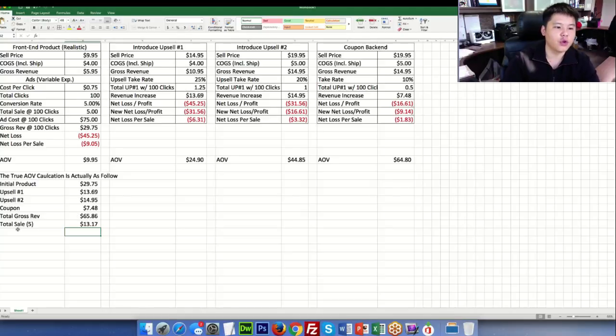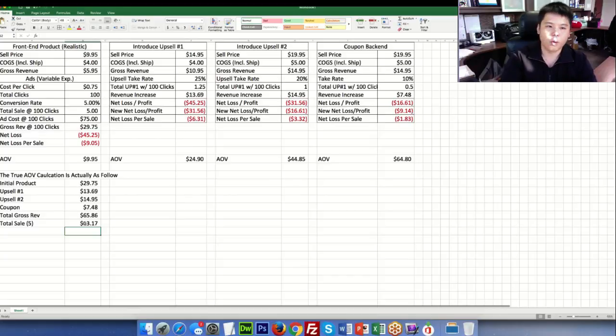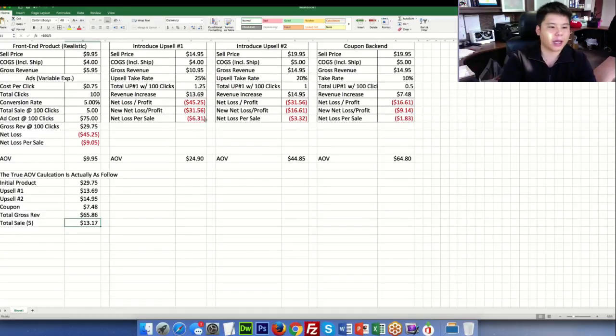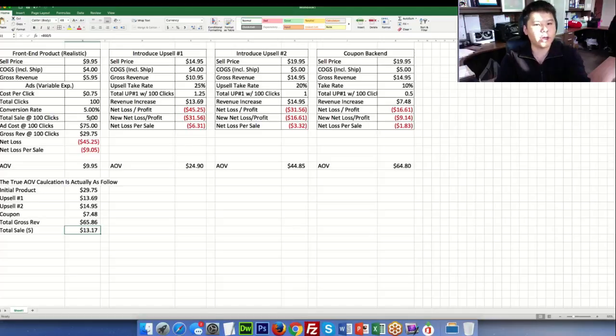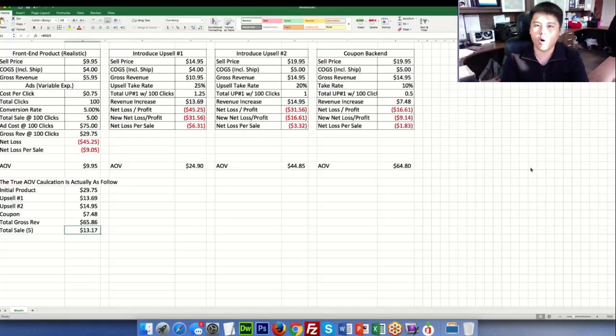So technically, when you are now going into your ads, what's going to happen is that originally, without introducing upsells and the back-end coupon, you only have $5.95 to actually work with. But now by including these, you now have basically $13.17. So for every single customer that's going to come in, your gross revenue jumped from $5.95 all the way to $13.17 right now. And this is just on day one, okay?